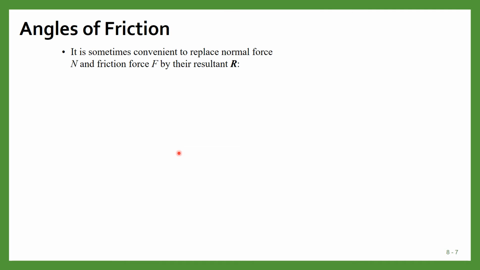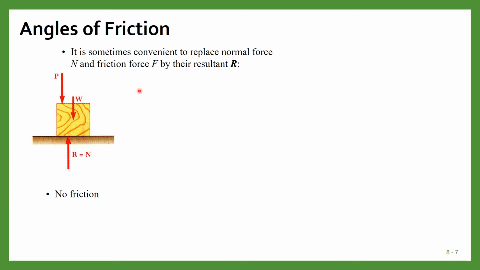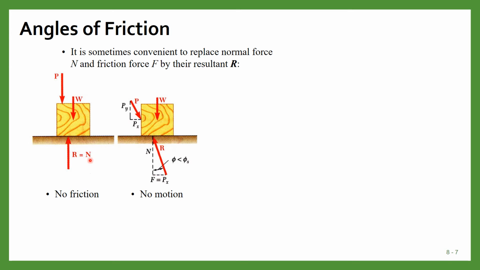Angles of friction. Sometimes it is convenient to replace the normal force and the frictional force by their resultant. So this is the first case. In this we have no friction, so the resultant force will be equal to the normal force. Now in the second case we can represent the normal force N and this frictional force F by their resultant R, and this is the angle between the normal and the resultant force, and this angle is phi.